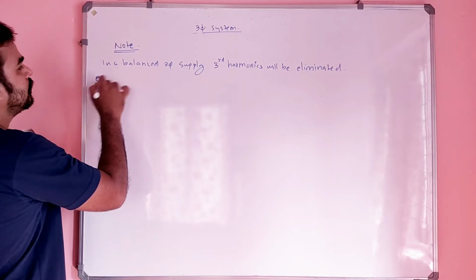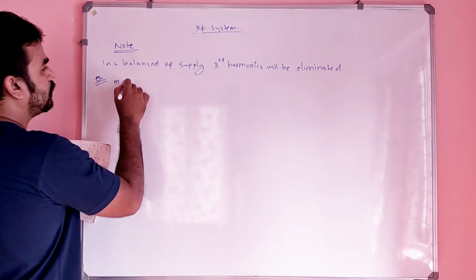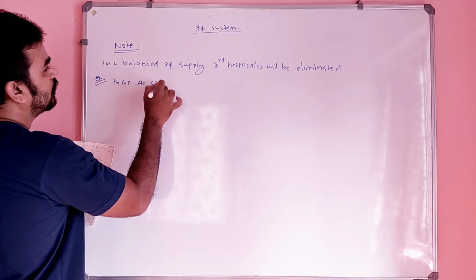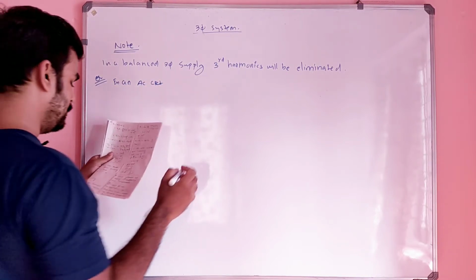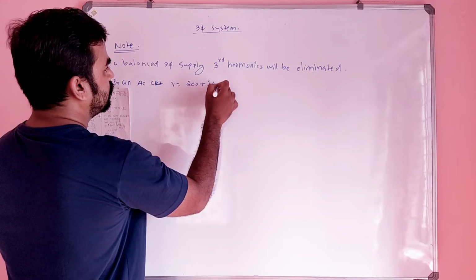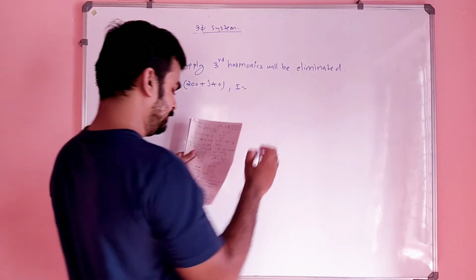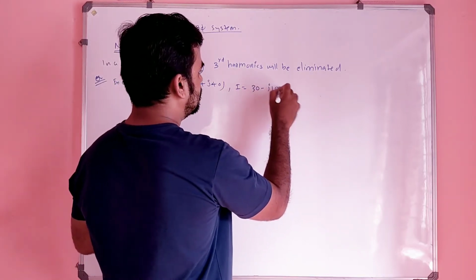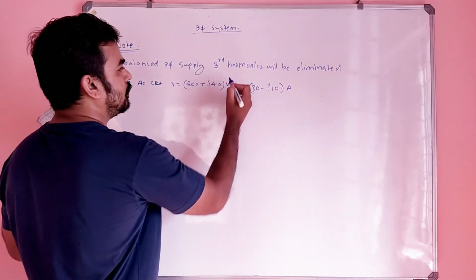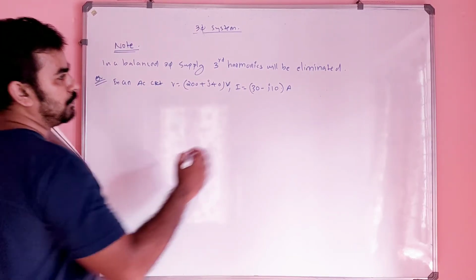Write the question. In an AC circuit, V is equal to (200 plus j40) volt and I is equal to (30 minus j10) ampere. Then find the active and reactive power of the circuit.